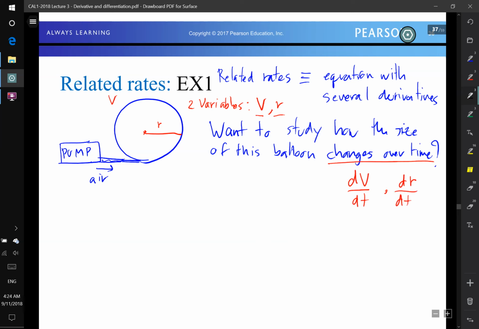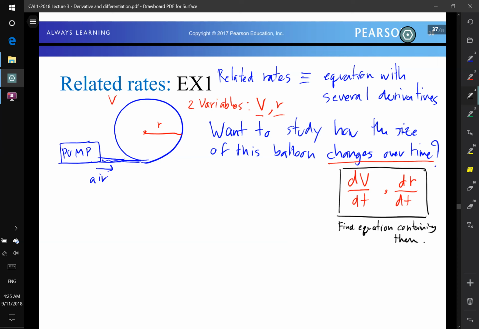With these 2 rates, we want to find the relationship between them. So in the end, we want to find an equation containing them. But at the beginning, we don't have that kind of relationship between dV by dt and dR by dt. So we are going to have to start somewhere else.